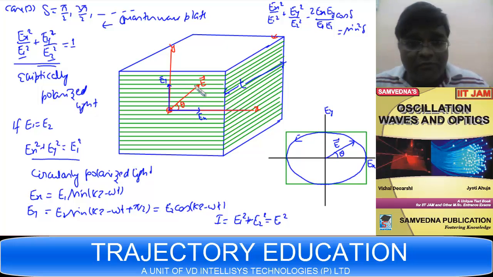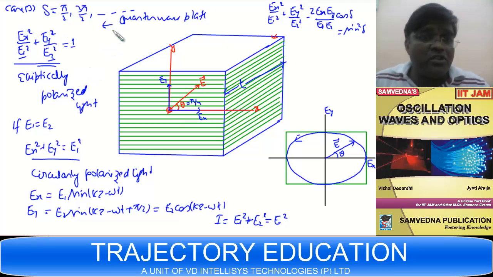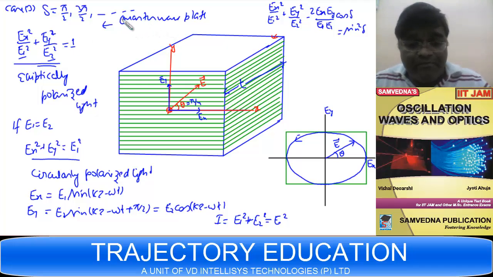If this theta is the angle which the electric field of the incident light makes with the principal section, and theta is pi by 4, in that case E1 and E2 will be equal, and that case is circularly polarized light. So this is the action of the half wave plate and quarter wave plate on a plane polarized light. That's very important. This is the action of the half wave plate and quarter wave plate on plane polarized light.